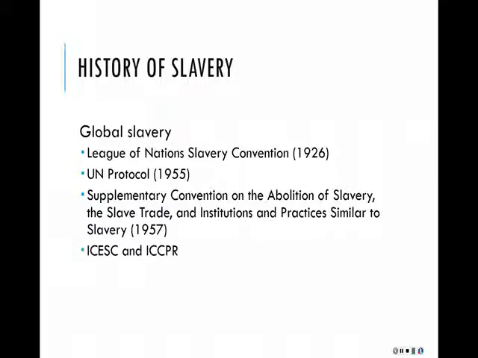And of course, slavery is also addressed in the International Covenant on Economic, Social, and Cultural Rights, which talks about the right to work and to receive fair wages. And the International Covenant on Civil and Political Rights addresses unfree labor. And then the Rome Statute of 1998, which created the ICC, defines slavery as a crime against humanity. And so that's one of the issues that the ICC is taking up in terms of their mandate.